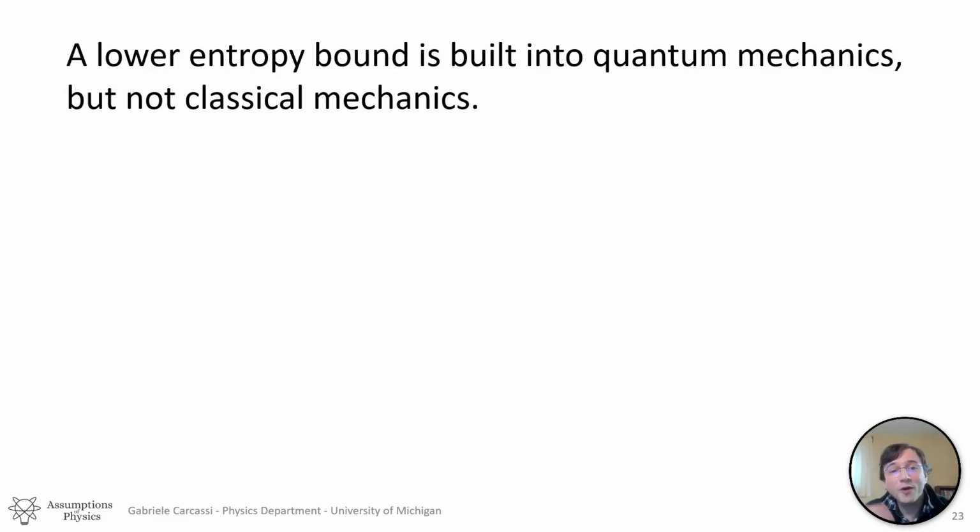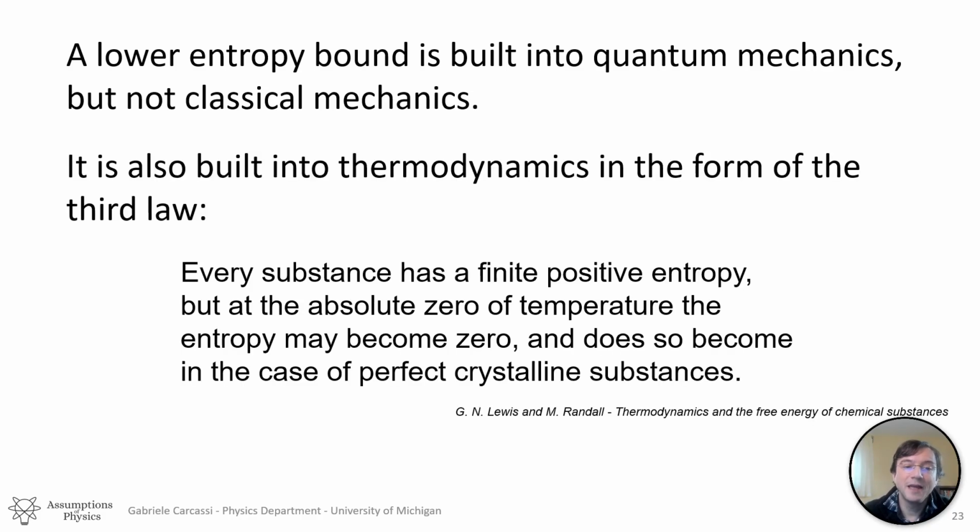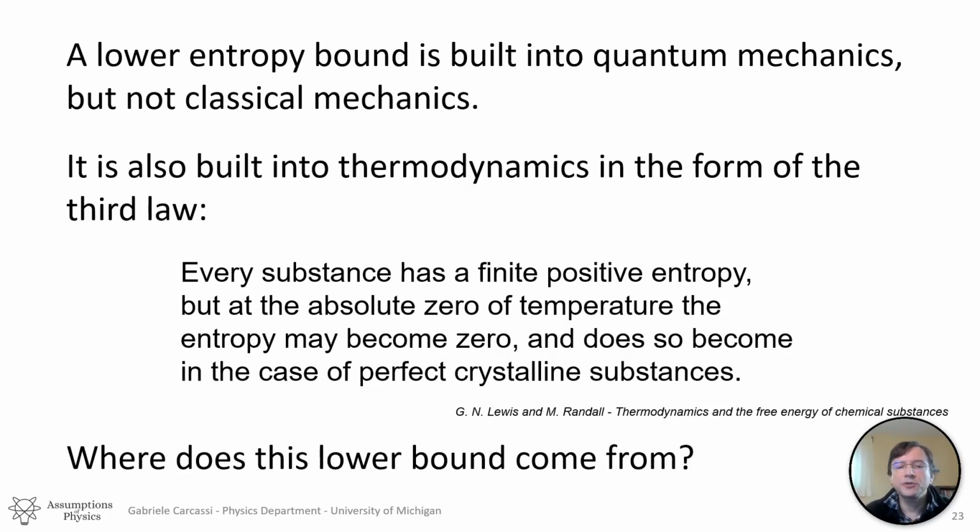As we saw, a lower entropy bound is built into quantum mechanics itself. It's not built into classical mechanics. But a lower bound of entropy is actually built into thermodynamics as well, in the third law. The third law, as specified by Lewis and Randall, says that every substance has a finite positive entropy, but at the absolute zero of temperature, the entropy may become zero, and does so become in the case of perfect crystalline substances. So the question is, where does this lower bound come from?